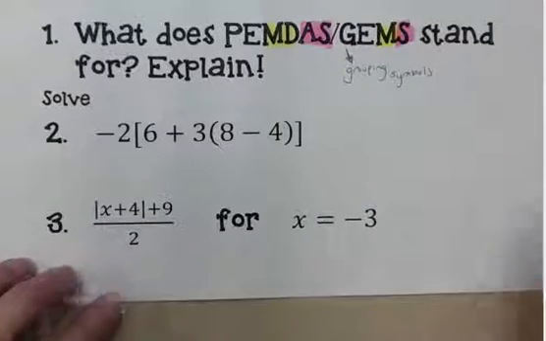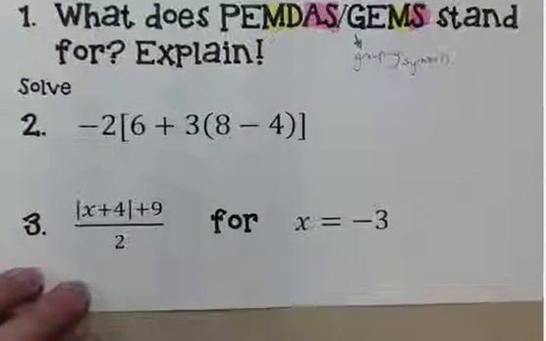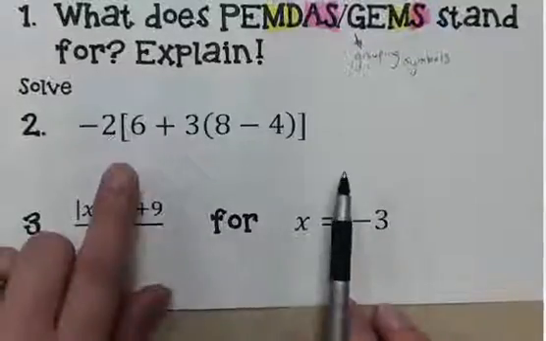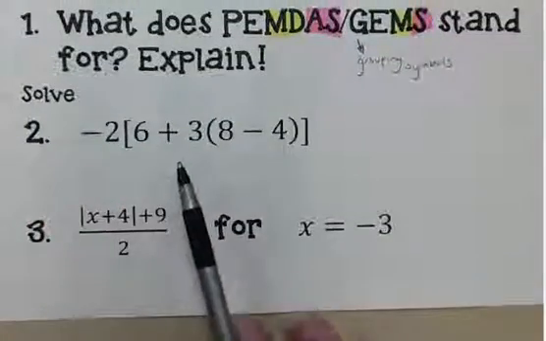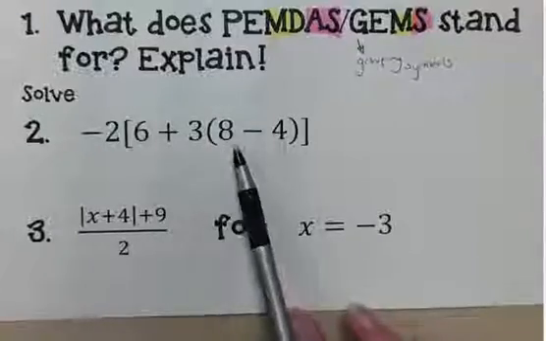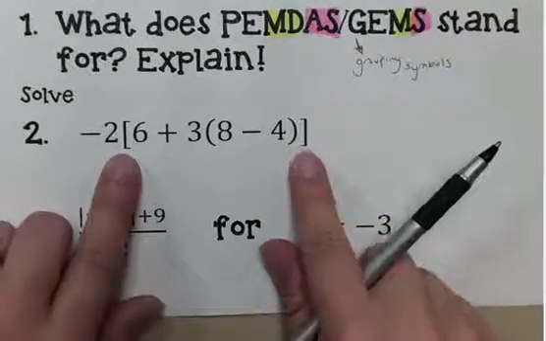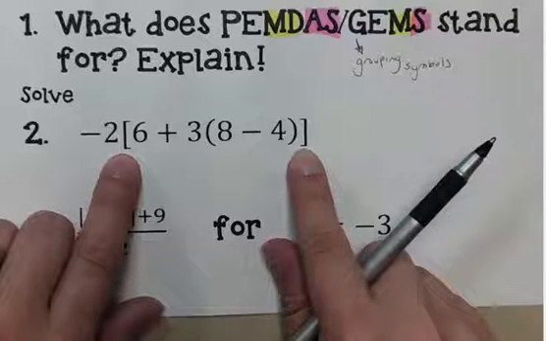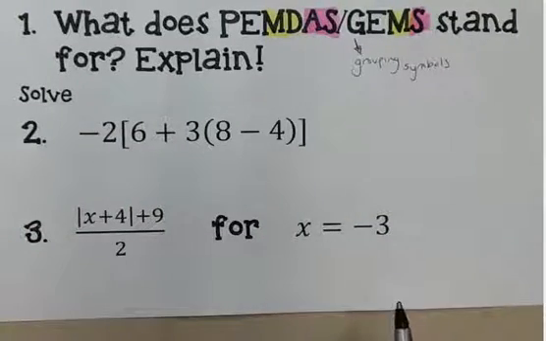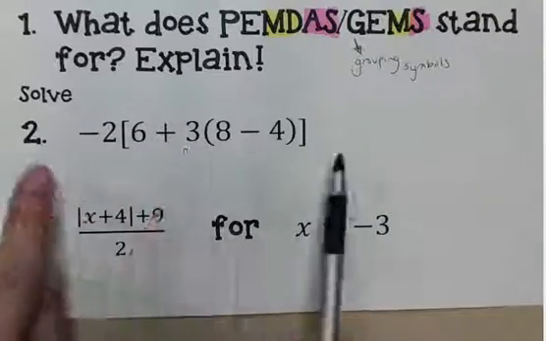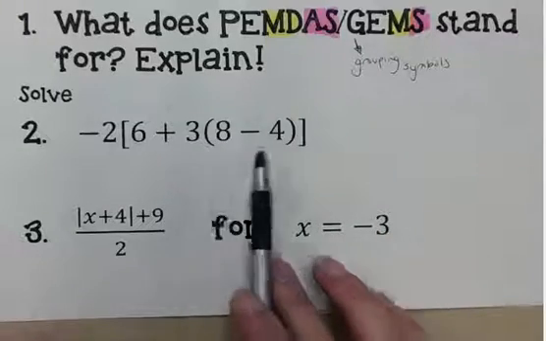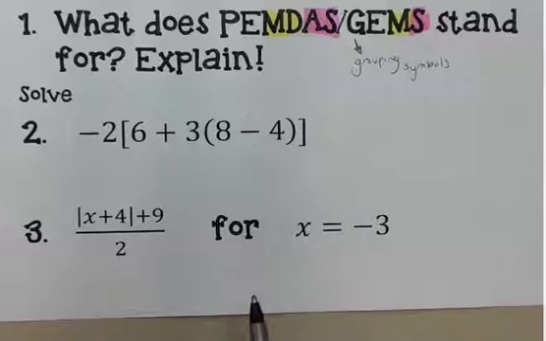So let's go ahead and use GEMS to solve the second warm-up question. Okay, we have -2 with these things, and then 6 plus 3 parentheses 8 minus 4. I said these things because these might be new to you. What these are called are brackets. This is a type of grouping symbol that we could see along with parentheses. And when it comes to our grouping symbols, we have to solve that first because that's our G. So I have two grouping symbols, parentheses and brackets.